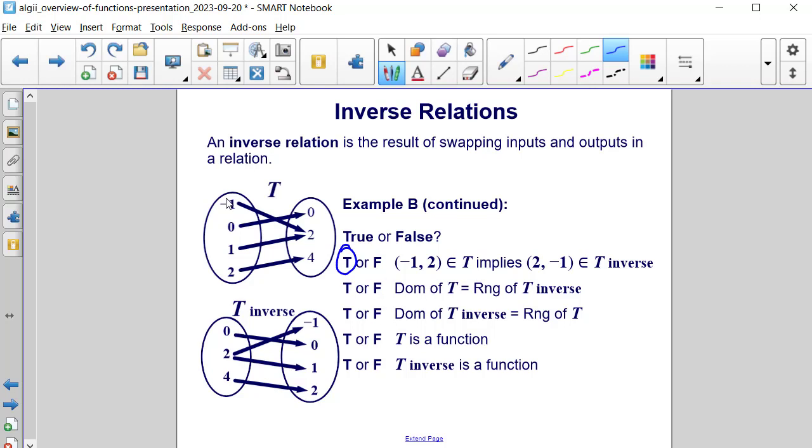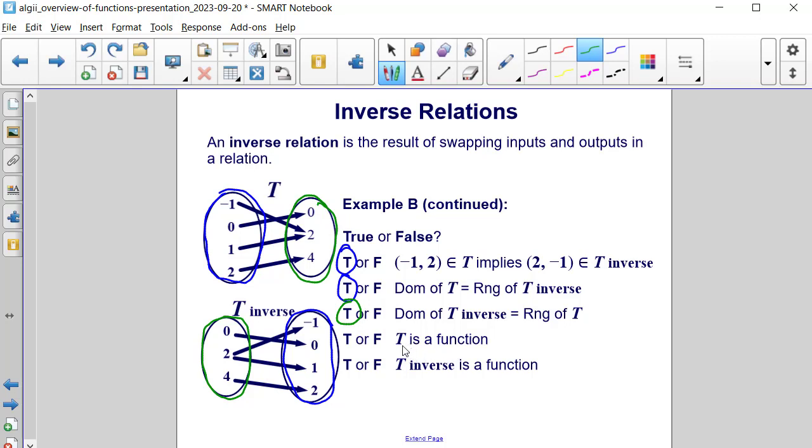Now let's look at the second one. The domain of T, this oval, is equal to the range of T inverse over here. Well, that is also true. Let's look at the next one. The domain of T inverse, okay, that's this set of values, is equal to the range of T, this set of values. And indeed, those are equivalent, so this is also true.